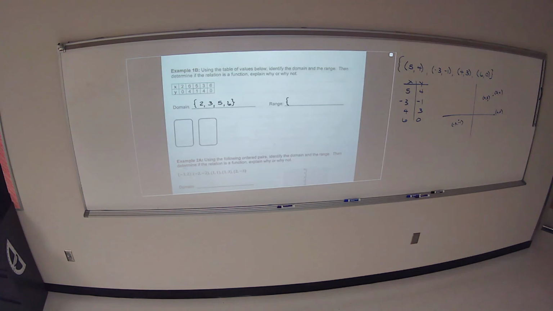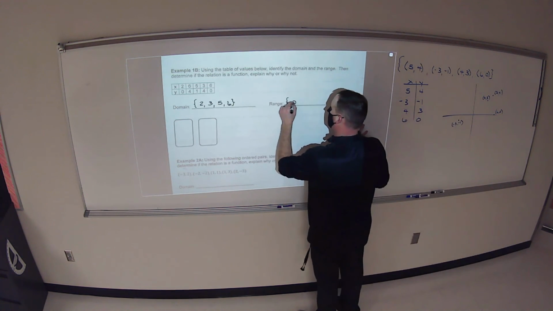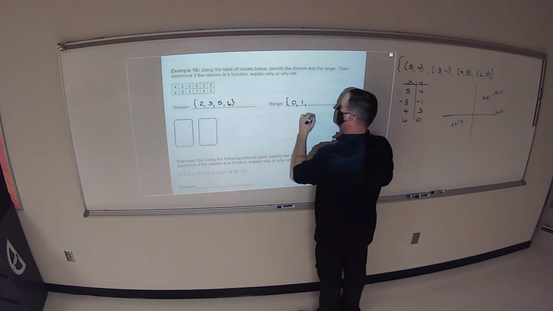Okay? What is my range in this problem? 0, then 1, then 4, and that's it. Just those 3.